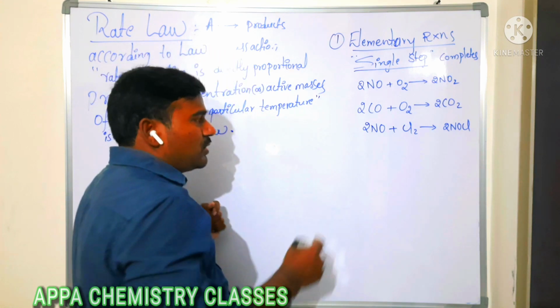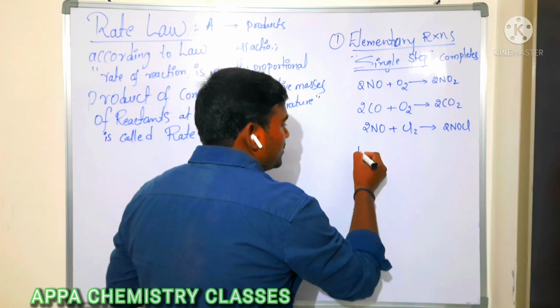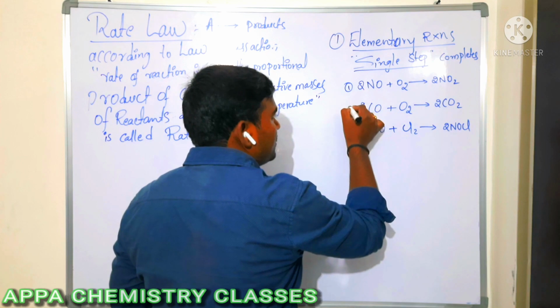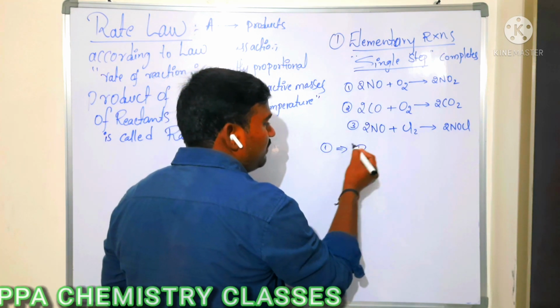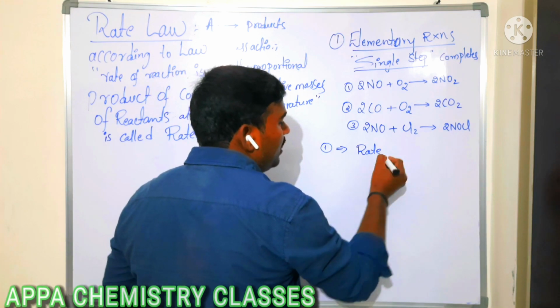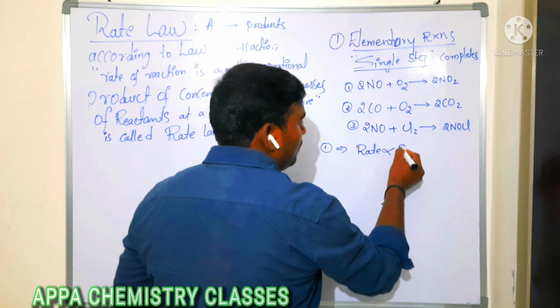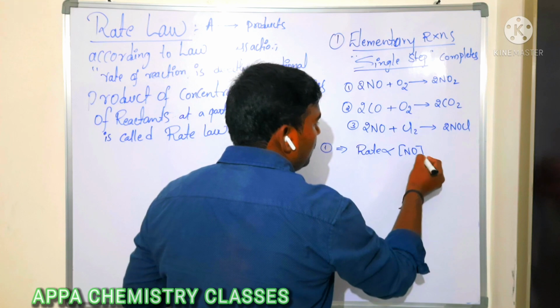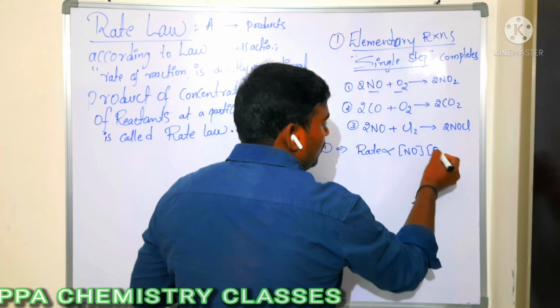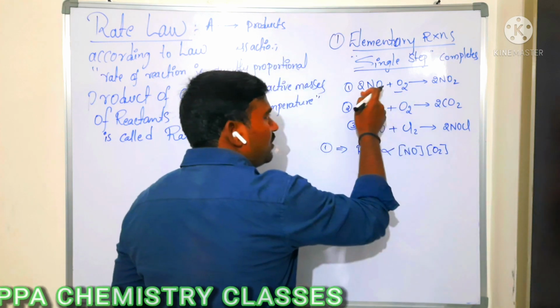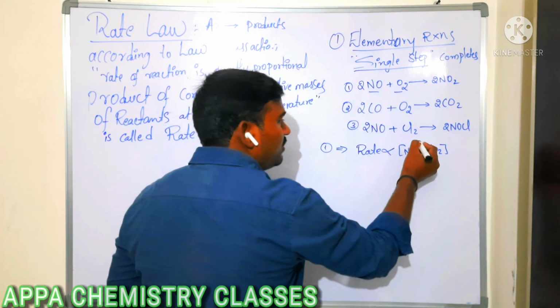Now for these reactions, what happens? Rate for the first reaction, second reaction, third reaction. For the first reaction, the rate is directly proportional to the product of concentrations of reactants NO and O2, and their powers are raised to their coefficients. What is the coefficient of NO here? 2.